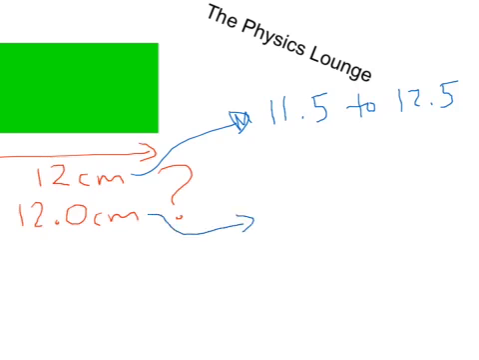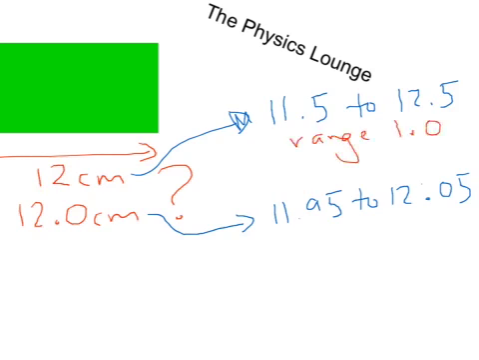12.0 centimetres represents anything from 11.95 up to 12.05. So you can see there's quite a bit of difference between these ranges. This top one, the range is 1.0. The range is the final minus the initial, or the difference between the two, so 12.5 minus 11.5. Whereas the bottom, the range is only 0.1.